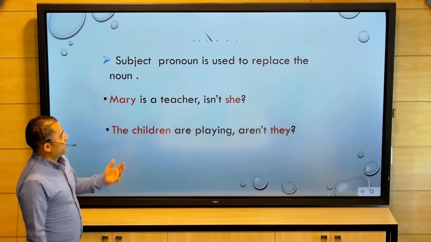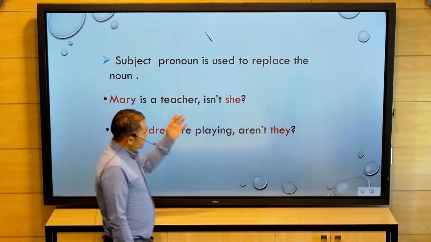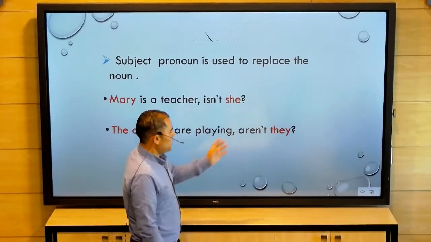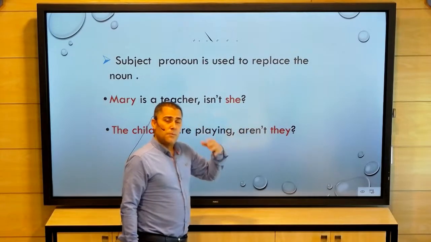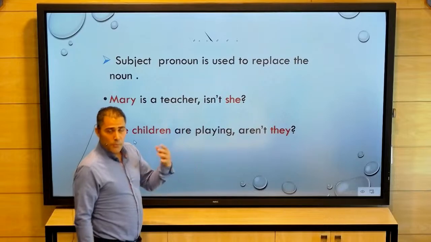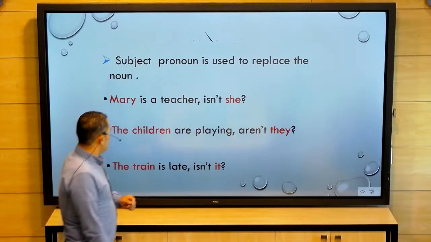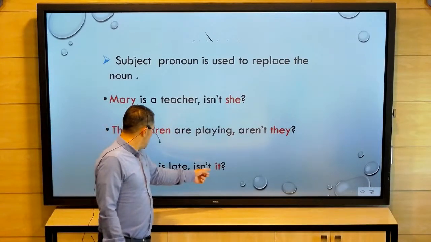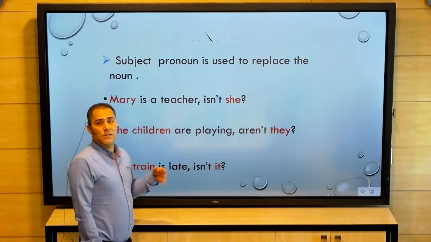Or the children are playing. The children, okay, plural, and we have to put it with they. They, aren't they? The children are playing, aren't they? We can't put aren't the children. No, we have to replace it with the suitable, appropriate subject pronoun. The train is late. The train, replace it with its appropriate pronoun, which is it. The train is late, isn't it? We can't say isn't the train.